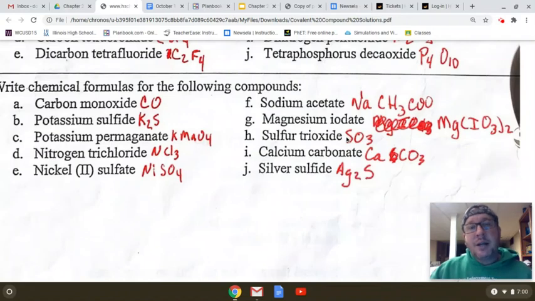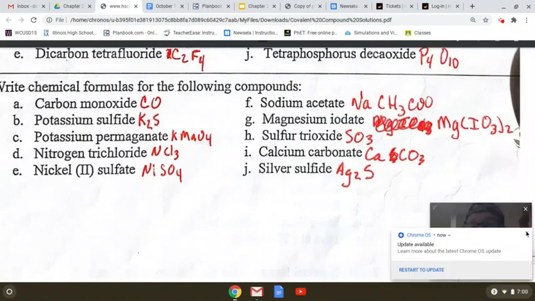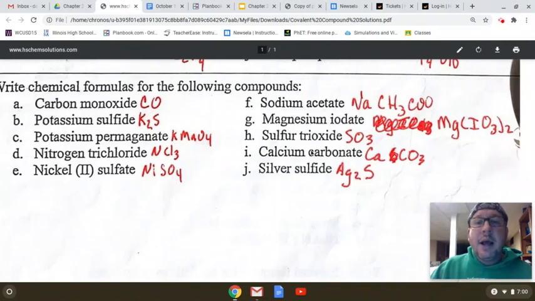H, sulfur trioxide. So again, sulfur, oxygen, nonmetals, covalent naming rules apply. So you get SO3. I, calcium carbonate, again, metal and nonmetal, polyatomic ion. So you get calcium and carbonate. Calcium's a 2+, carbonate is a 2-. When you whoop them, they cancel each other out, so you get CaCO3.